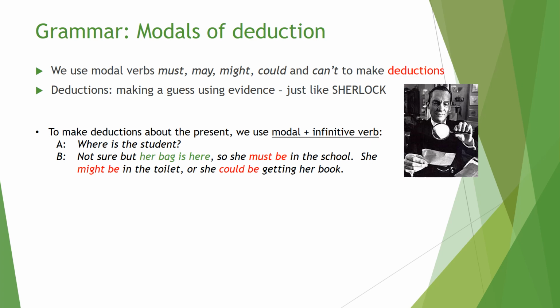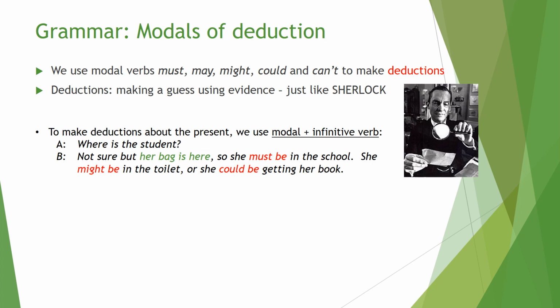Alright, so to make deductions about the present tense now, we're going to use a modal verb and then we're going to use an infinitive verb. Infinitive just means the basic form of a verb. So here's an example. A says, "Where is the student?" And B says, "Not sure, but her bag is here, so she must be in the school. She might be in the toilet or she could be getting her book."